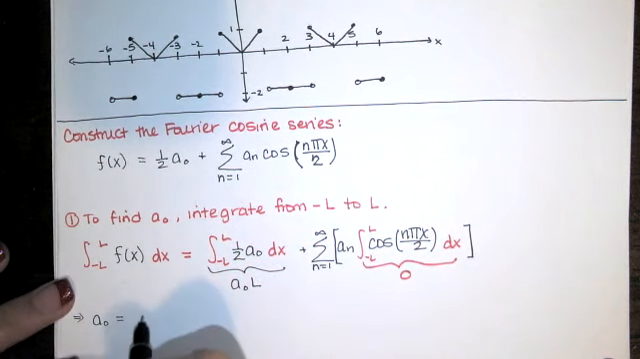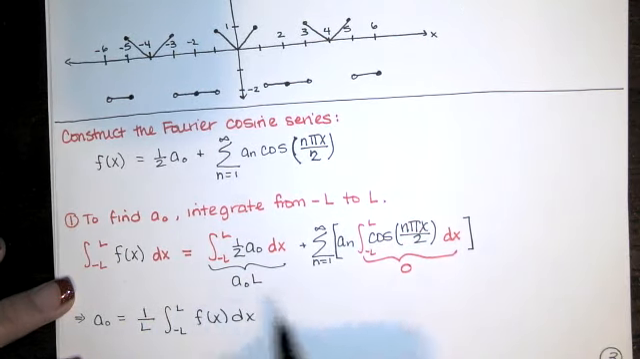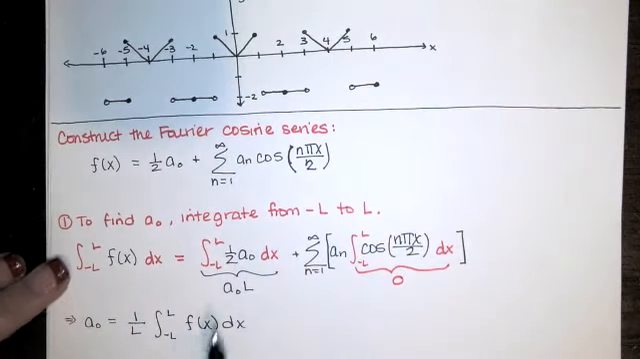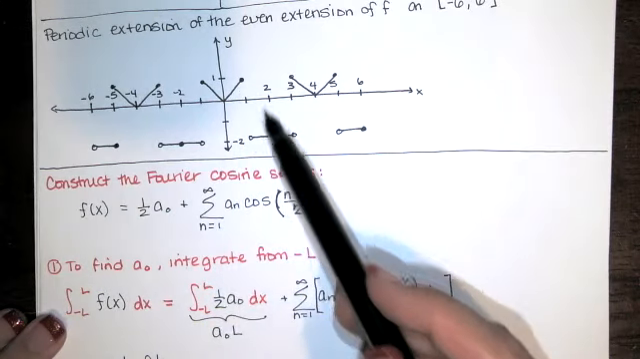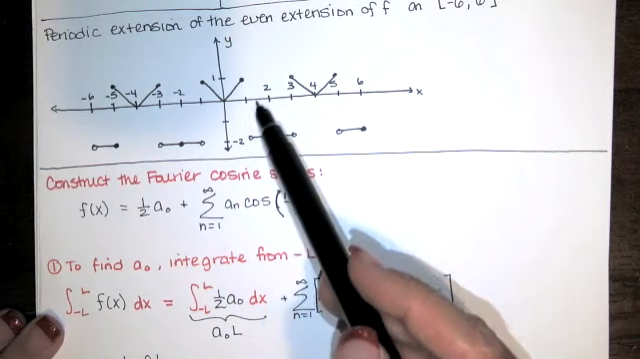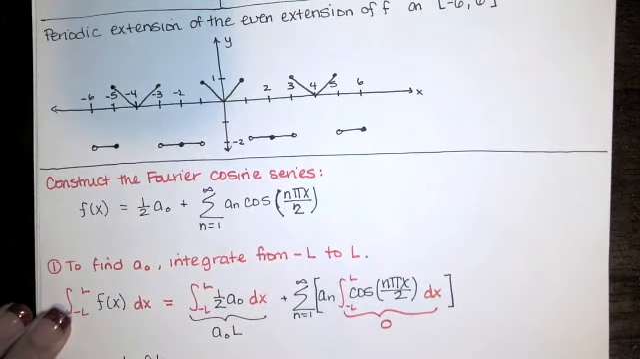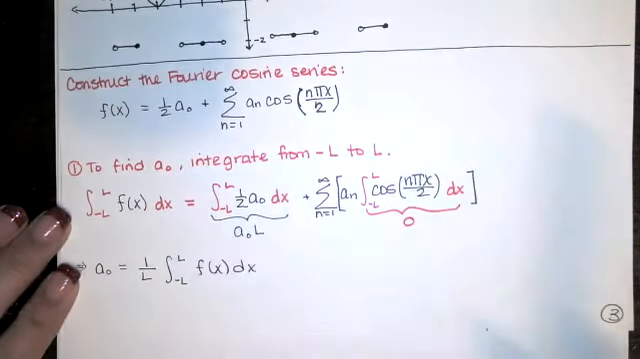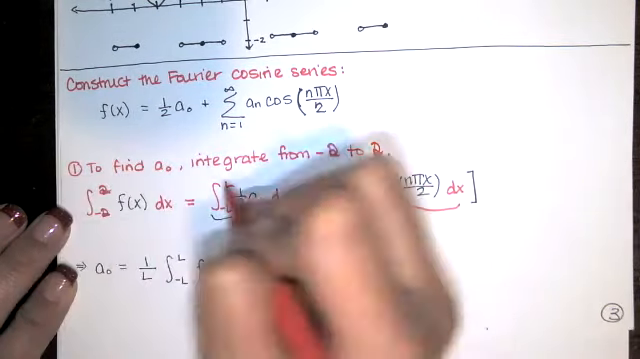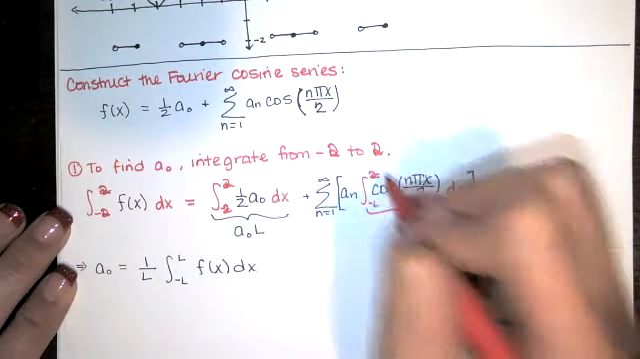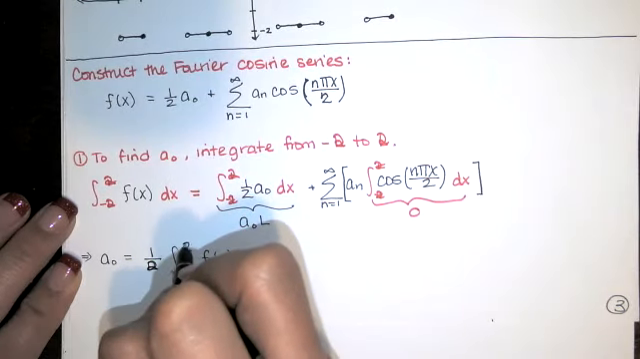So a naught is equal to 1 over L times the integral from negative L to L of f of x. Now we're interested in the periodic extension of the even extension of f. So that means this integral from negative L to L, the net area, that area minus that area, well, it's going to be the same on both sides. So we can just take the integral from 0 to 2 and double it. I've got these L's everywhere, but these should be 2's. Integrate from negative 2 to 2. Substitute in L equals 2.